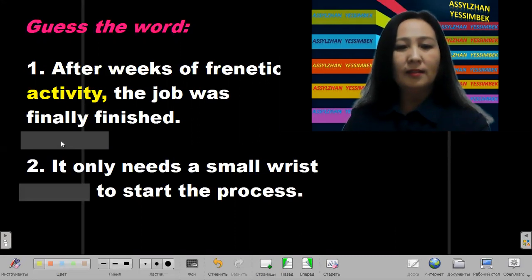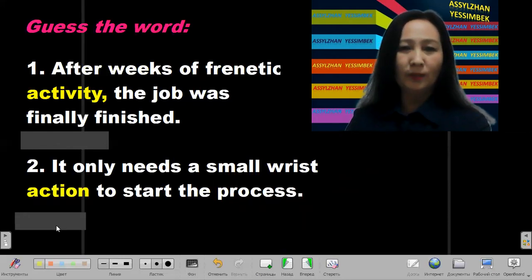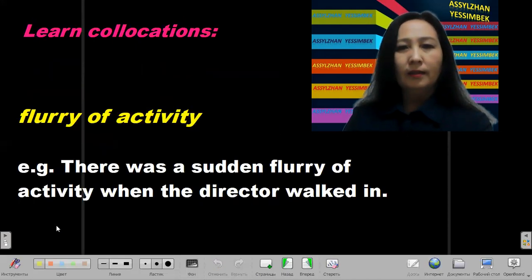It only needs a small wrist action to start the process. Which word, what do you think, activity or action? Of course, action. So wrist action means movement of the wrist. And you know, sometimes collocations help us to use these words in a correct way. That's why we should learn them by heart.